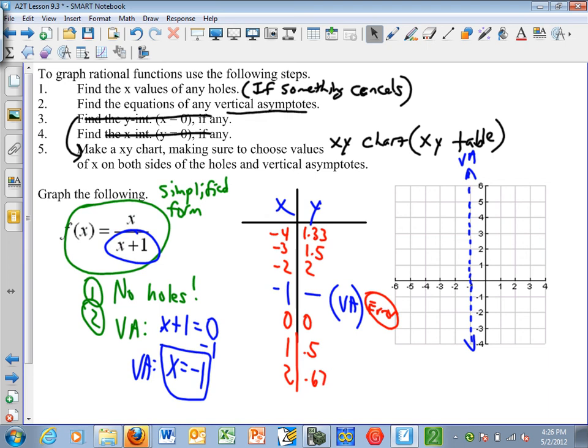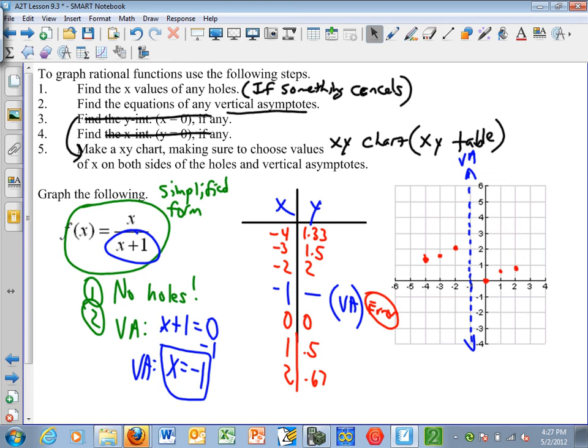So what you want to do is you want to graph these points. So -4, 1 1/3 basically. So you have to estimate 1 1/3. At -3, we're at 1.5. Actually, I probably could be a little lower there. So at -3, we're at 1.5. At -2, we're at 2. Okay. Now let's plot the other ones. -1, I'm at a vertical asymptote there. At 0, we're at 0. At 1, we're at 0.5. At 2, we're at 0.67. We're here. Now, what happens?